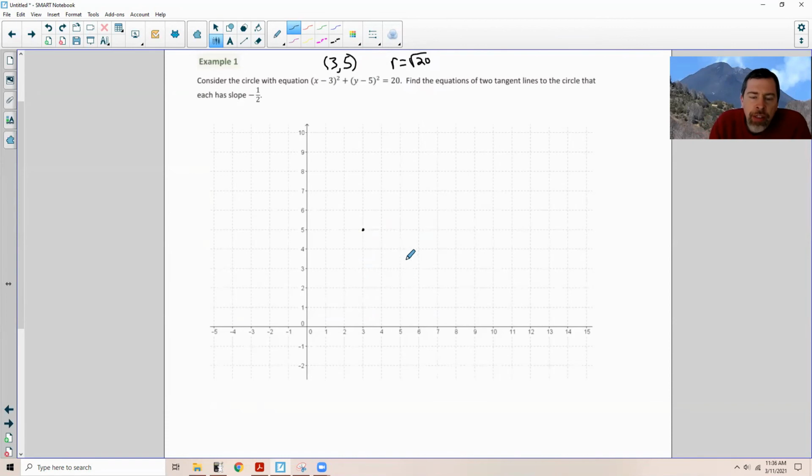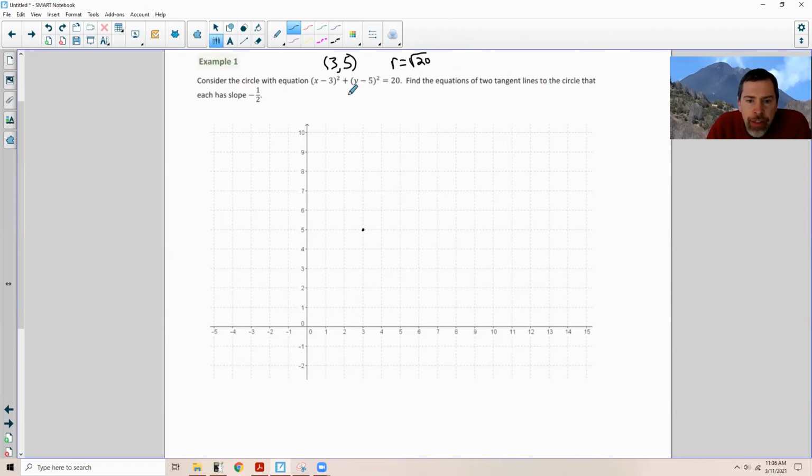Square root of 20 is an irrational number. It's not a perfect square. Square root of 25 is 5. Square root of 16 is 4. So this is 4 point something, and it's less than 4.5 because it's closer to 16 than it is to 25. Anyway, it's irrational. I can't find an exact value. It says to find the equations of the two tangent lines to the circle that each has a slope of -1/2.